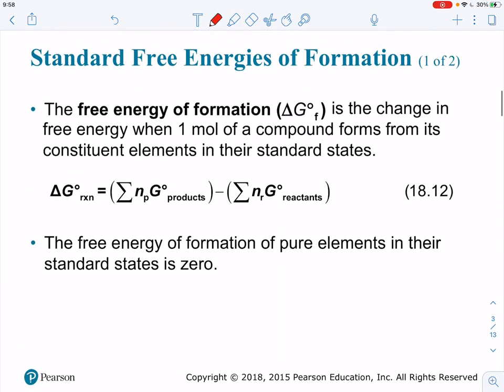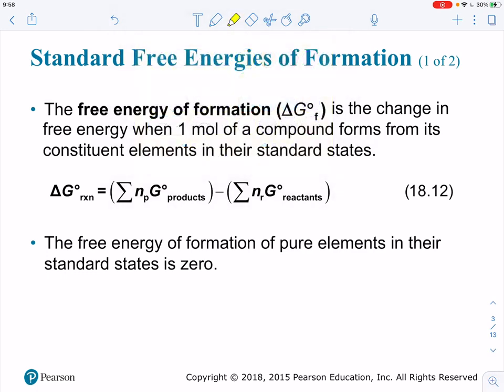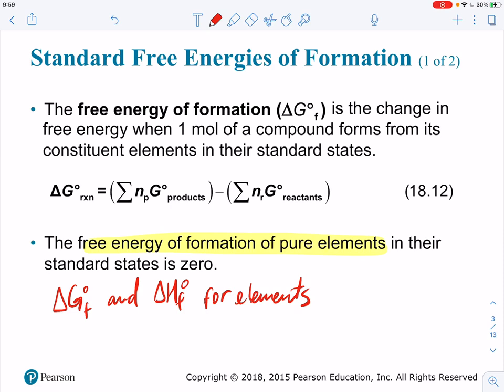So we are going to use free energies of formation in its products minus reactants. One thing to consider here, that this is very similar to what happens with the enthalpy of formation. The free energy of formation for pure elements is zero. Okay, so let's write that down. So the free energy of formation for elements in their most stable form is equal to zero.